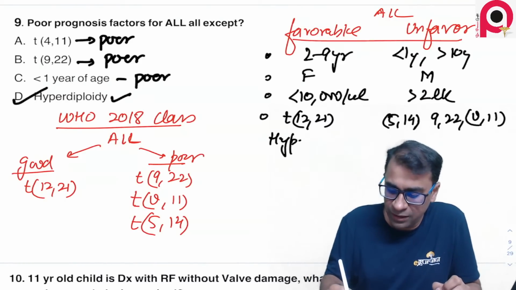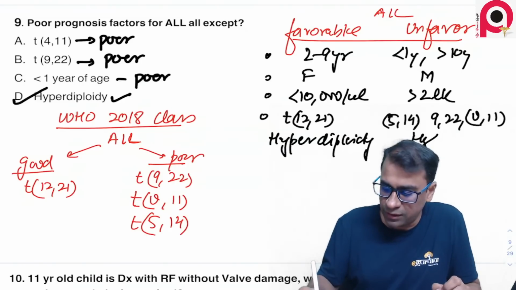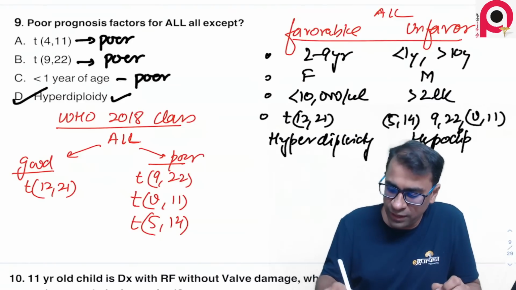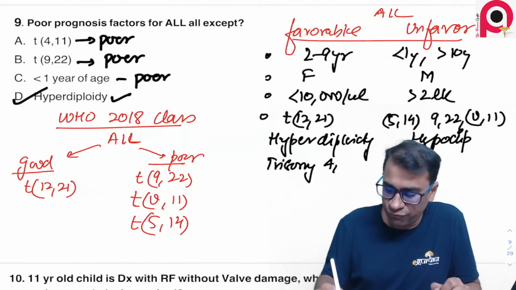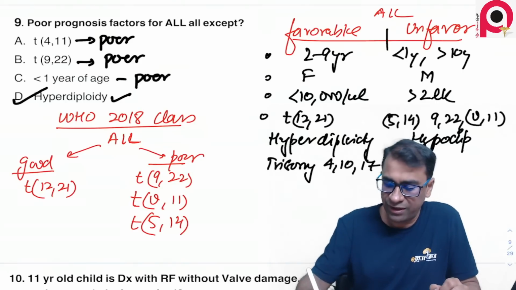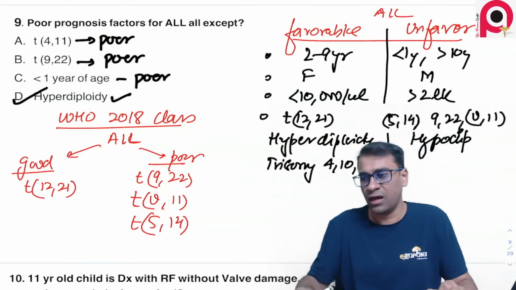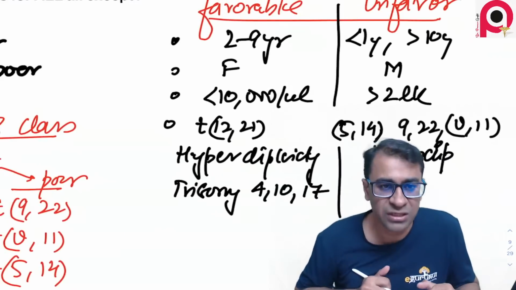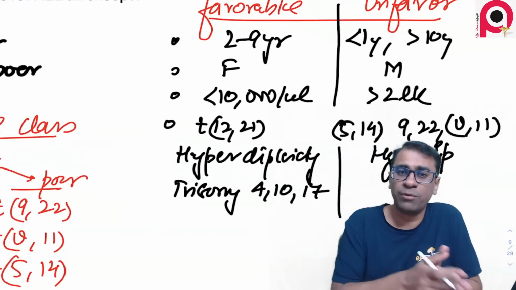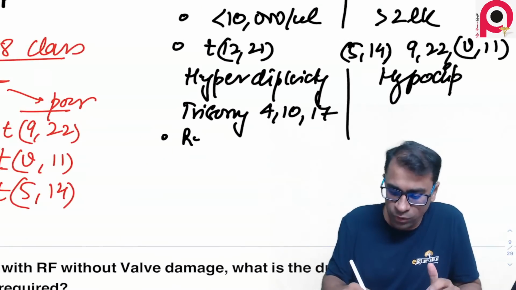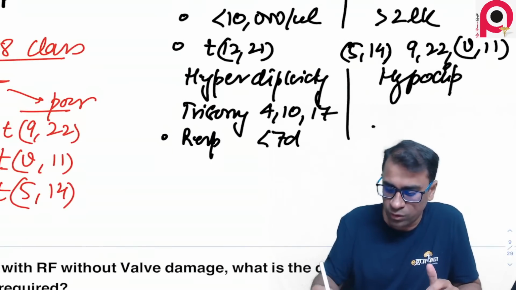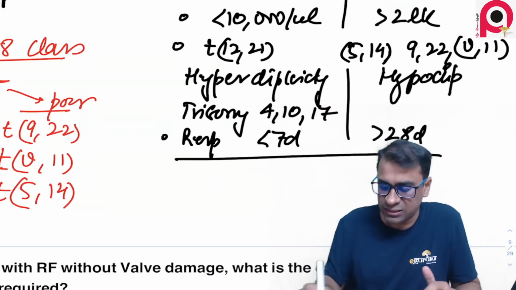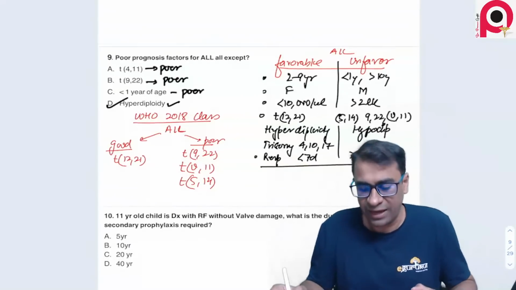Remember, hyperdiploidy is good, and hypodiploidy is poor. Not to forget, if you talk about trisomy, trisomy of chromosomes 4, 10, and 17 are favorable, whereas all others are unfavorable prognosis. So please do recall these. Apart from the remission rate, if the response comes within 7 days, it's good. If it comes beyond 28 days, it is poor prognosis for a case of ALL.